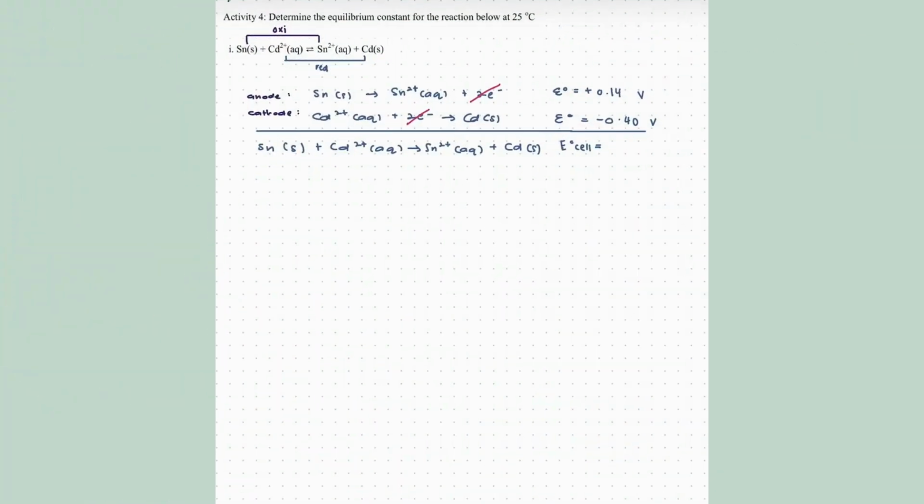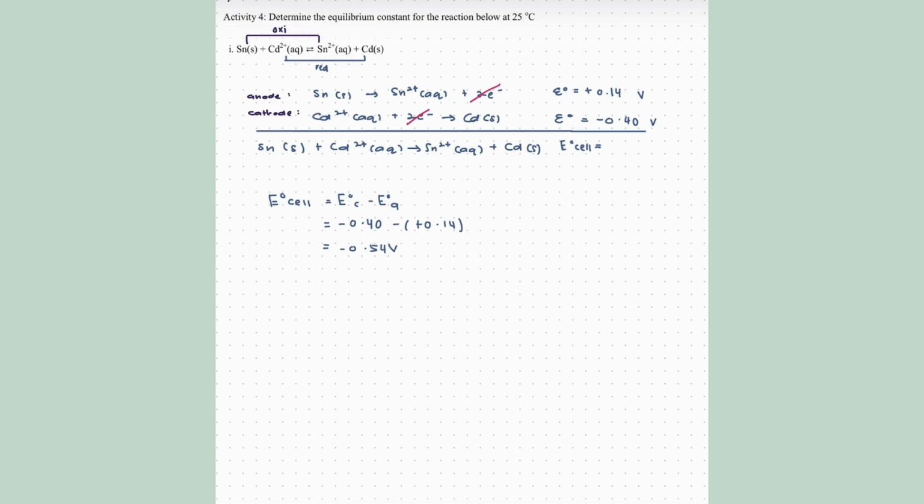Okay, so for activity 4, determine the equilibrium constant for the reaction below at 25 degrees Celsius. For the first question, we need to determine the anode and cathode. And then we need to find the E naught cell value, which is E naught cathode minus E naught anode. E naught cathode is negative 0.4 minus positive 0.14. And the answer is negative 0.54 volt.